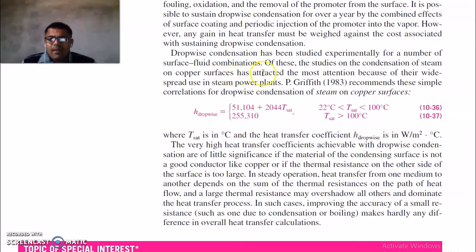So it is all empirical relations, so it is very difficult to predict the exact relation. One of the most important relations, given for condensation of steam on a copper surface, is this: h dropwise is equal to this. This is for steam on a copper surface, for temperatures between 22 and 100 degrees Celsius, and this relation for temperatures greater than 100 degrees Celsius.